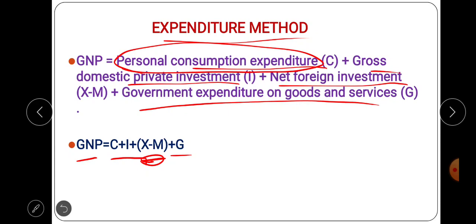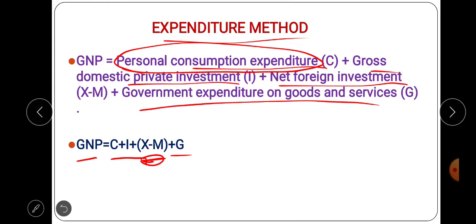So it includes the expenditure on the intermediate goods, and the expenditure on the house is treated as the investment expenditure rather than the consumption expenditure. Okay, so here the expenditure on the house is treated as the investment expenditure. It is not included in the consumption expenditure.